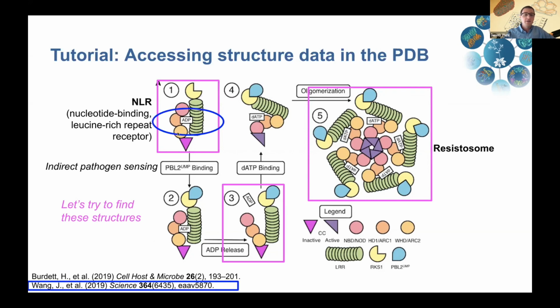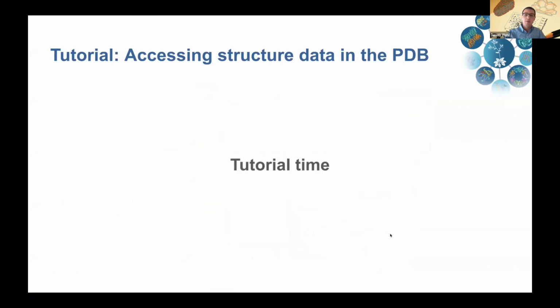So for example, we can use the fact that this first inactive state is bound to ADP to help narrow down our search. We can also use the author and citation information. We can also use the fact that it's coming from Arabidopsis thaliana. We can also use the fact that these structures were determined by electron microscopy, which I found out by reading this paper here, and as you would be able to as well. So let's go ahead and try to do this.